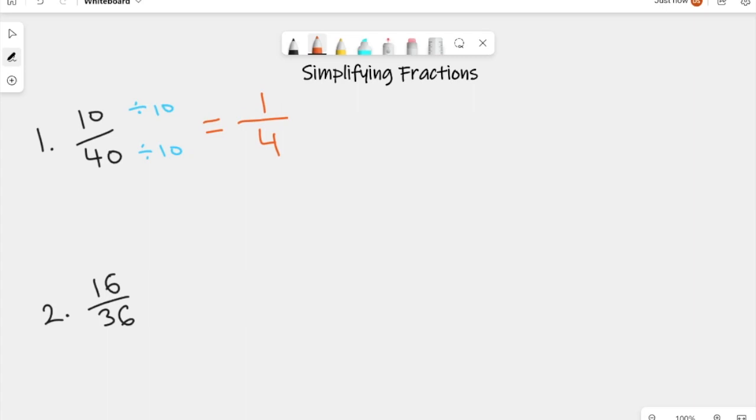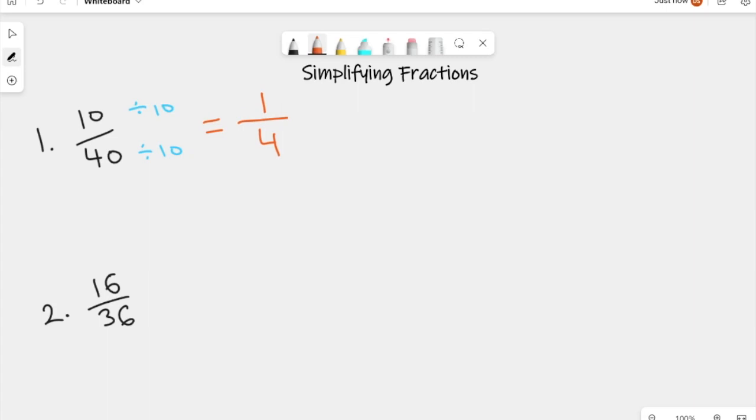This is where it becomes useful to simplify fractions, especially when we deal with these big numbers. It helps us to get a grasp of exactly what portions we're looking at, what simplified fraction this is, because it's easier for our brains to comprehend smaller numbers.